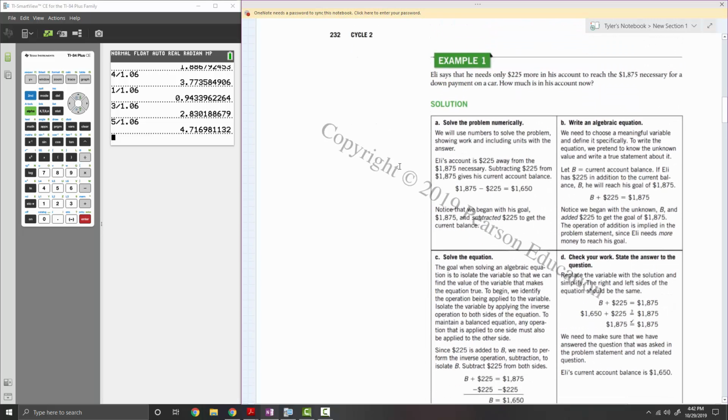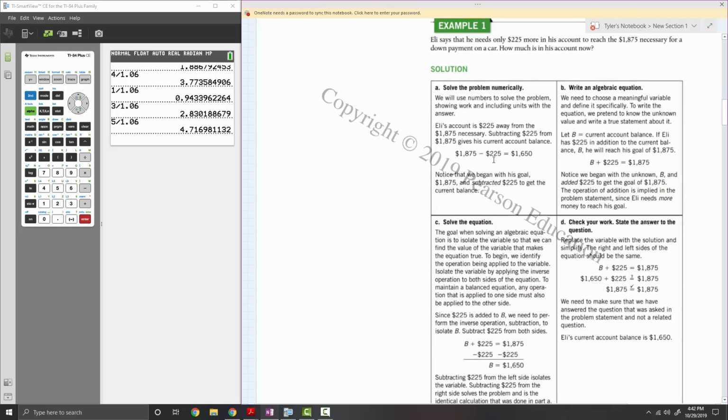So here's an example. This problem's already worked out for us. It says that Ellie says he needs only $225 more in his account to reach the $1,875 necessary for a down payment on a car. How much is in his account? You just want to pay attention to the table. It's a guiding example to help us for future problems. So in part A in the table, we're going to solve the problem numerically.